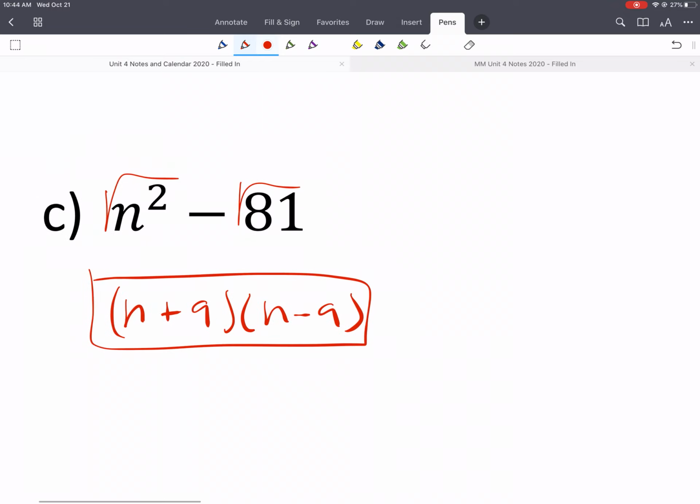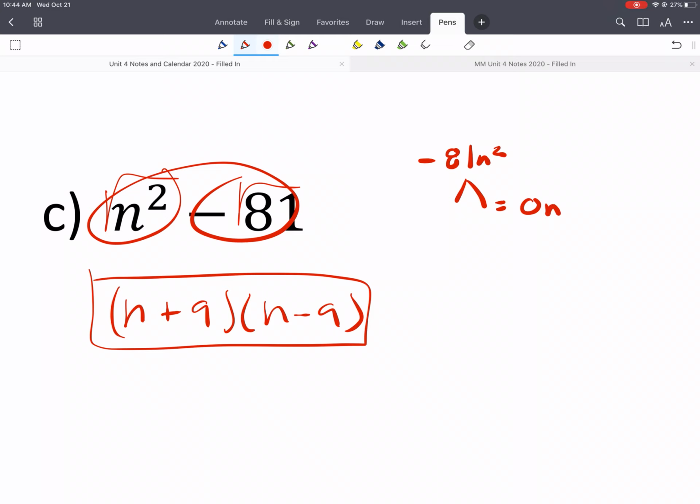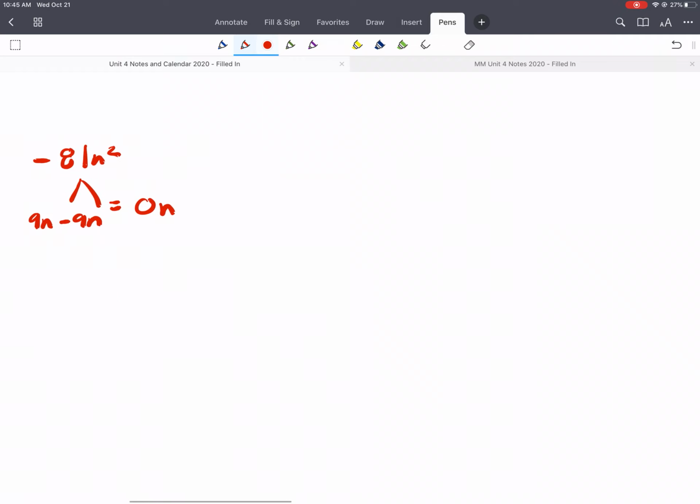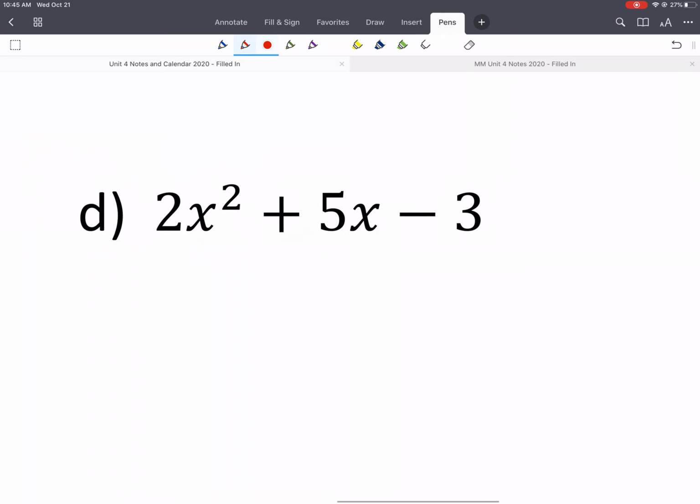If you wanted to do glasses, you still could. You could multiply those together. You'd get negative 81n squared, and it would need to add up to give us 0n. The only way to get that would be something like 9n minus 9n. Okay, and you would plug that in. You could use the shortcut. And then D, last but not least.